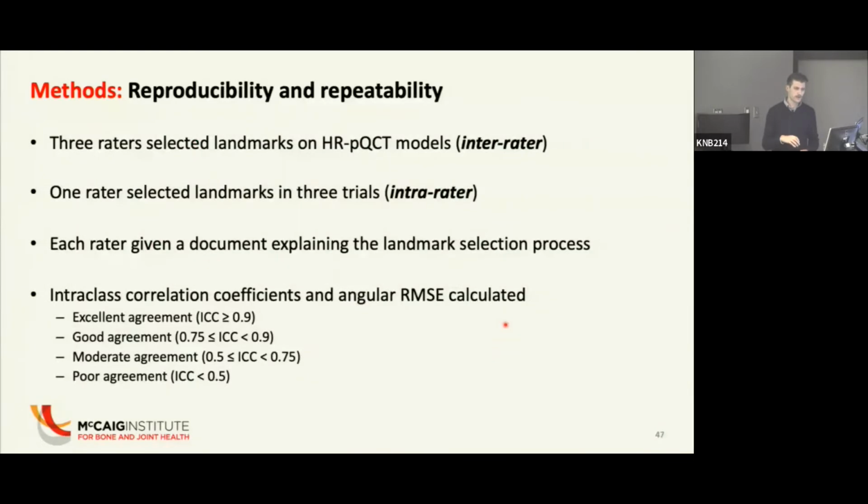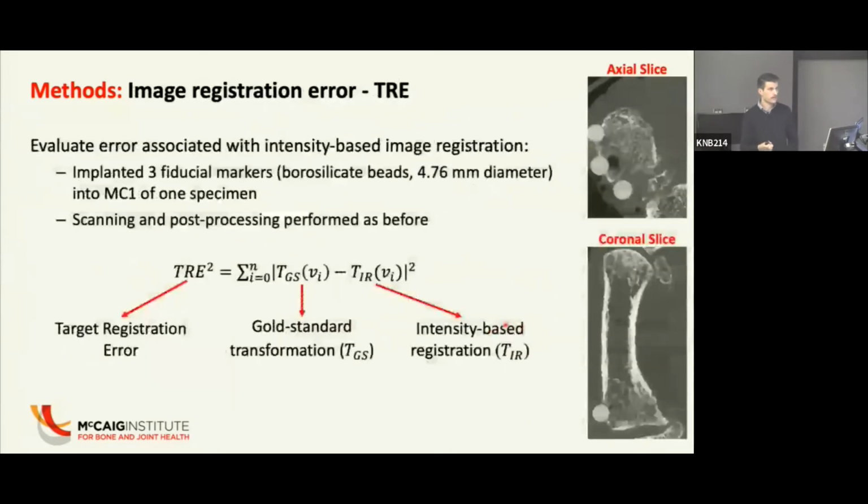And to assess our reproducibility and repeatability, we had 3 raters select landmarks on the high resolution CT models, and then 1 rater select the landmarks in 3 separate trials. And each rater was given a document that outlined where they should be placing these landmarks and had some examples showing those as well. And then we computed the intraclass correlation coefficients for our joint angles, as well as a root mean square error for our joint angles to look at the differences between the coordinate systems set up by the raters and how that affects our resulting joint angles.